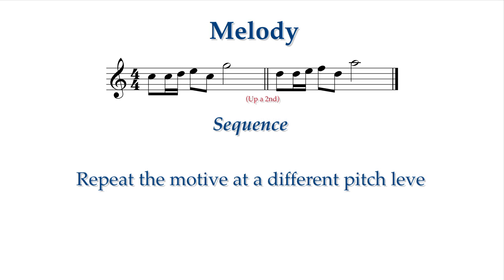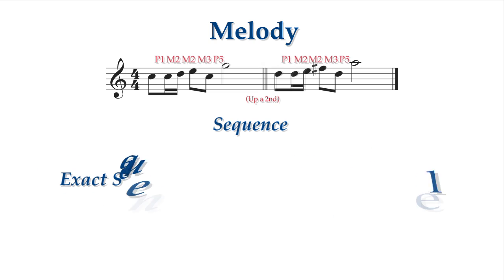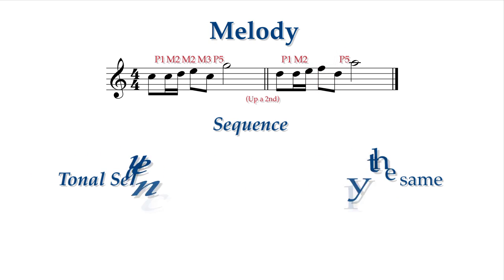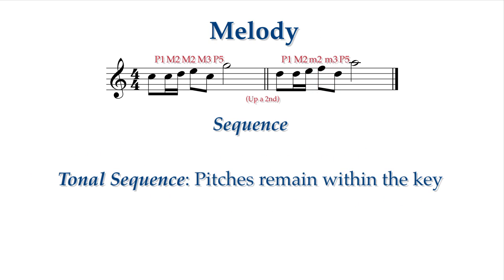Sequence. Repeat the motive at a different pitch level. A sequence may be exact or tonal. An exact sequence has pitches that create exactly the same interval pattern as the original. A tonal sequence has pitches that remain in the mode or scale, even if the intervals between the pitches must be altered.